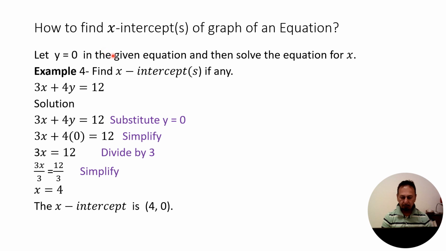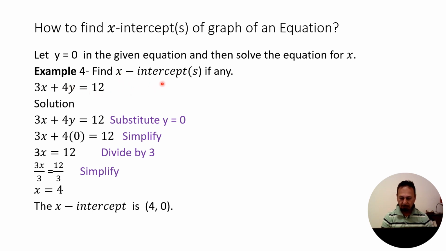Next, how to find the x-intercepts of the graph of an equation. To find the x-intercepts of the graph of an equation, you just let y equal 0 in the given equation and then solve the equation for x. So here is Example 4.